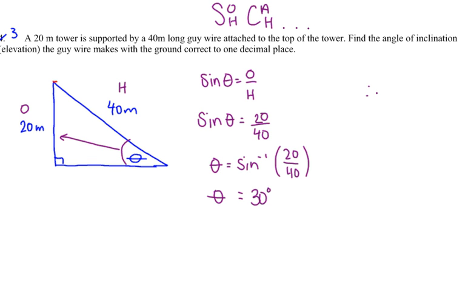Therefore, to one decimal, good reading. Okay, so the angle of elevation is 30.0 degrees.